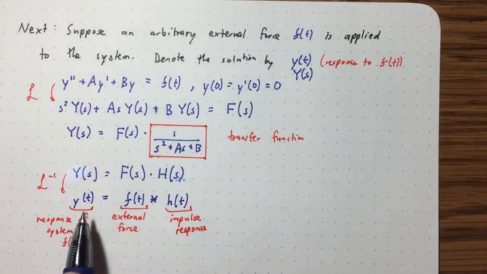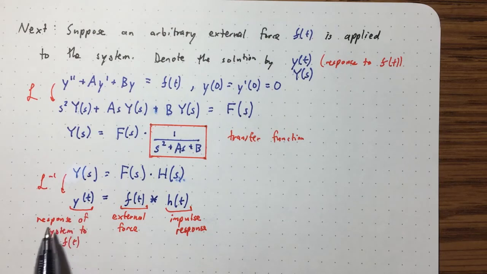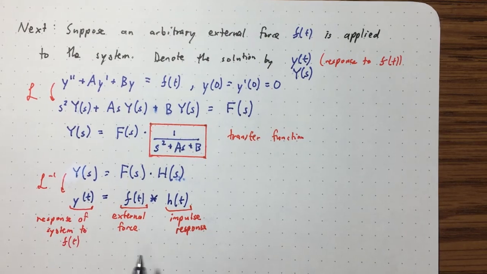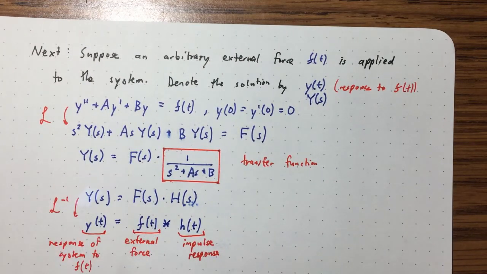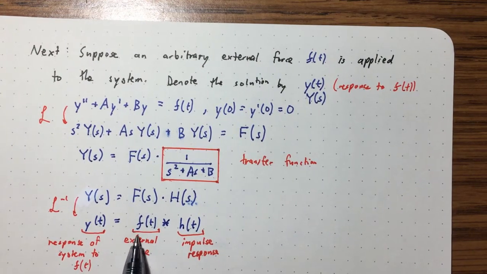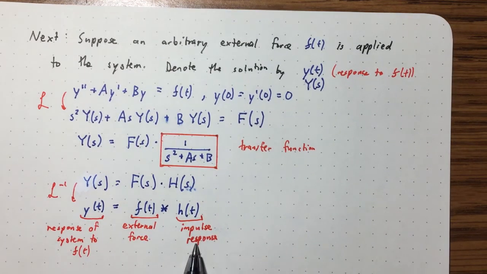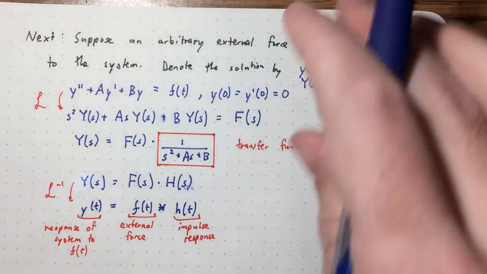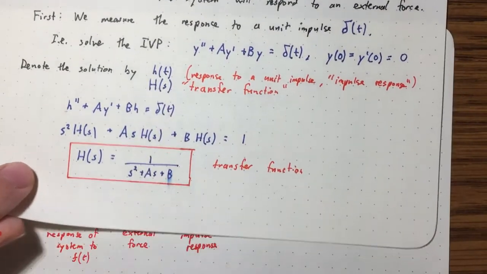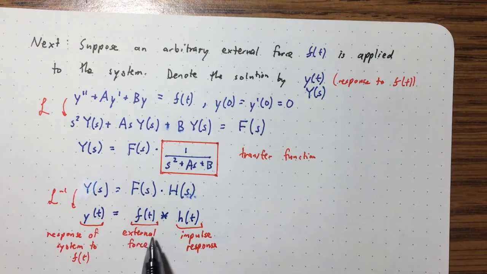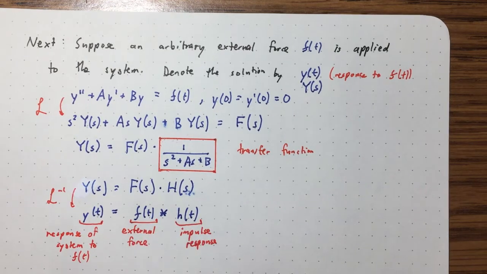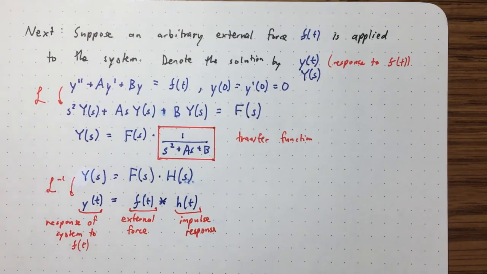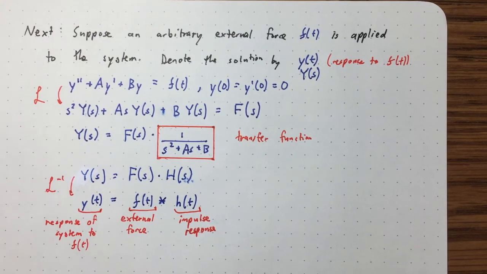What this is saying is, if we want a response of our system to any arbitrary external force, we don't have to know anything about the system, right? We don't have to know what a and b are. We just have to know what is our external force, and we have to know what is the response to a unit impulse. So, for example, if we've measured the response to a unit impulse, and we have any arbitrary external force, we can get our solution to the differential equation just by doing this convolution here. Okay, that's a pretty amazing thing.